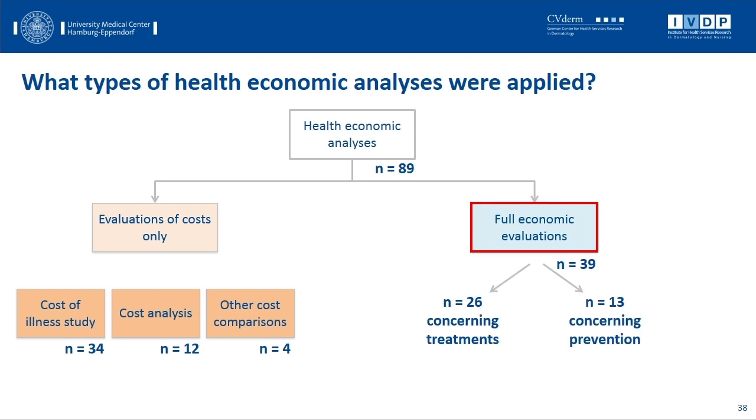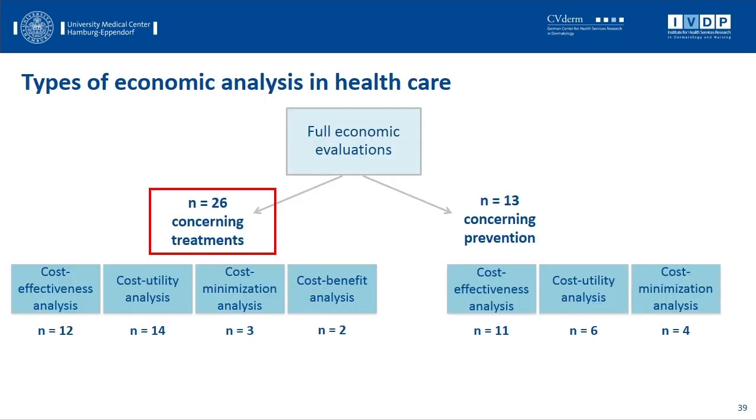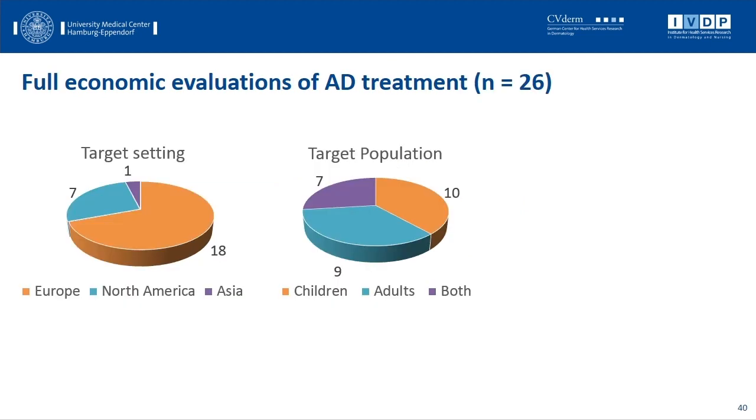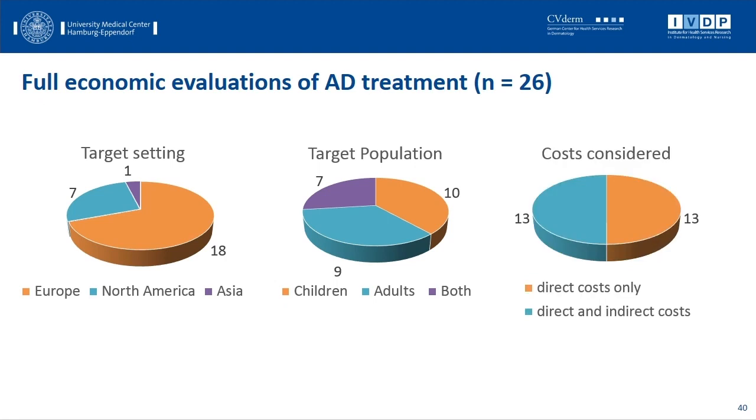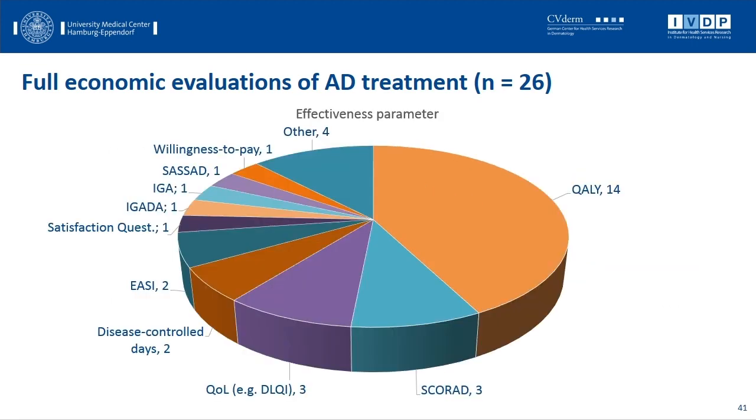And then I would like to focus on the full economic evaluations that were included. Those 26 concerned the treatment of atopic dermatitis. Several analyses were done here, and the target setting was mostly Europe. Most analyses targeted children, 9 analyses the adults, and 7 analyses both populations. And also here, only in half of the articles, indirect costs were also considered. Concerning the effectiveness parameters to estimate the cost-effectiveness ratio between treatments, authors predominantly calculated the cost per QALY. Otherwise, however, very different effectiveness parameters were used here.